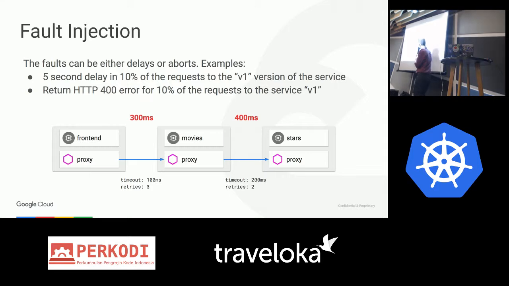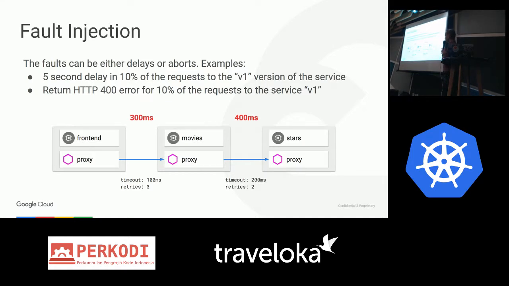So if you have timeout 100 milliseconds and retries 3 between these two microservices, and timeout 200 and retries 2 between these microservices, you can actually tell Istio, I want to introduce a 5-second delay in 10% of my requests to the V1 version of my service. So you can get really specific, and Istio will do that, and you can see what happens. Similarly, you can say, I want 10% of my requests to service V1 to fail with HTTP 400s. So you're simulating HTTP 400 errors that happen occasionally and see what happens.